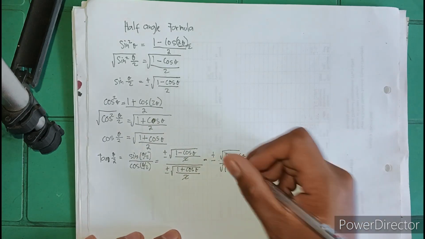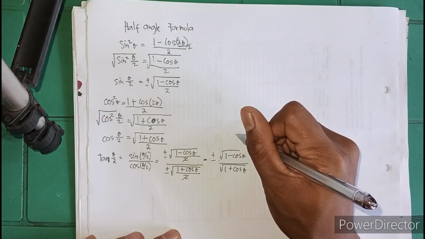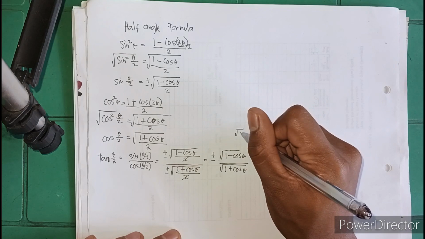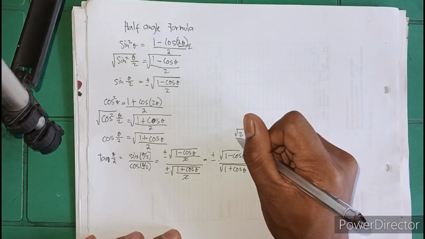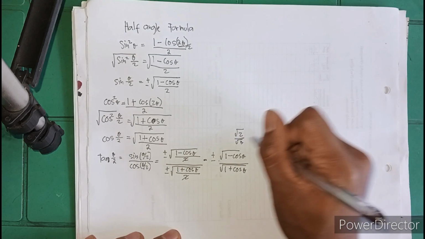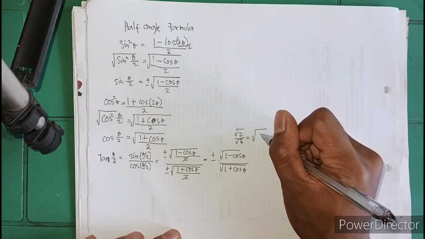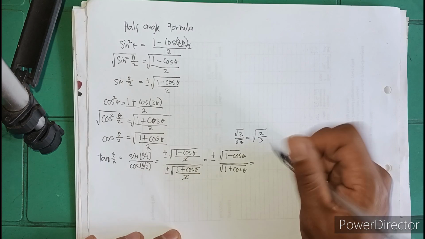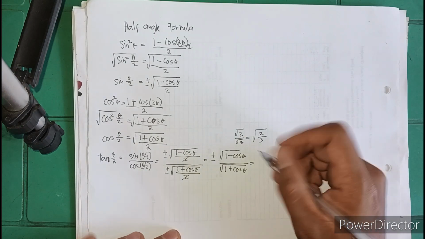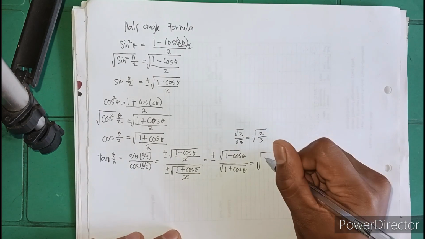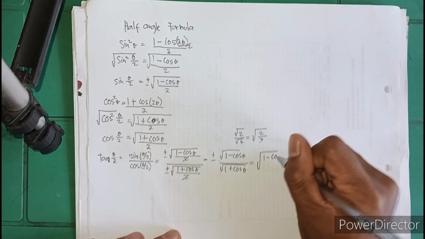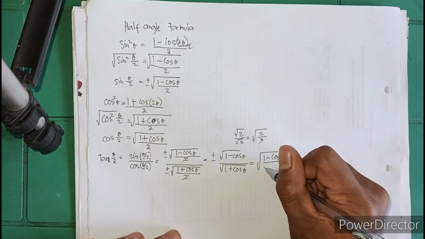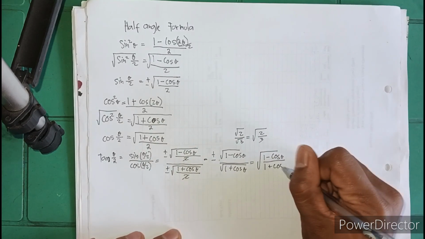So whenever we have, let's say, the square root of 2 over the square root of 3, it is equal to the square root of 2 over 3. So our final tangent theta over 2 is the square root of 1 minus cosine theta over 1 plus the cosine theta.